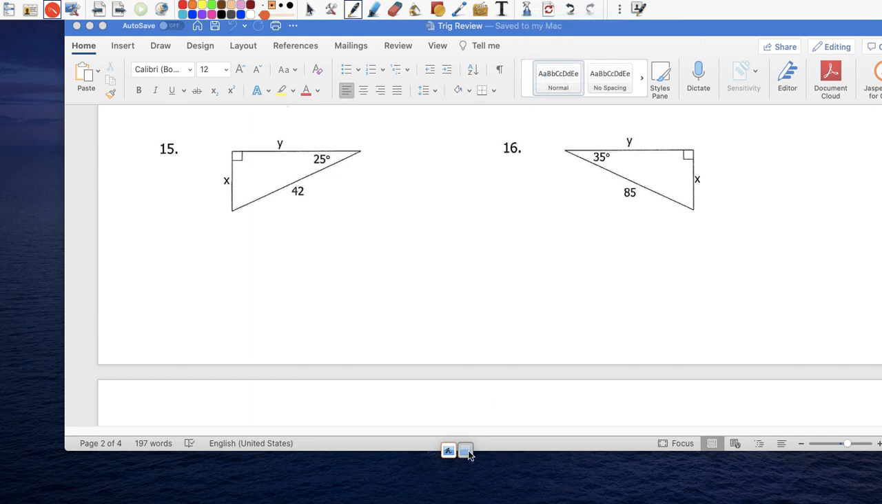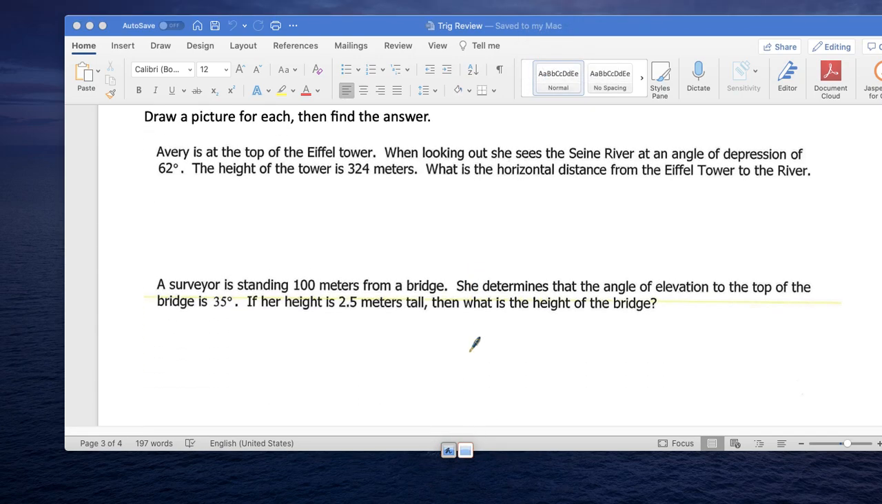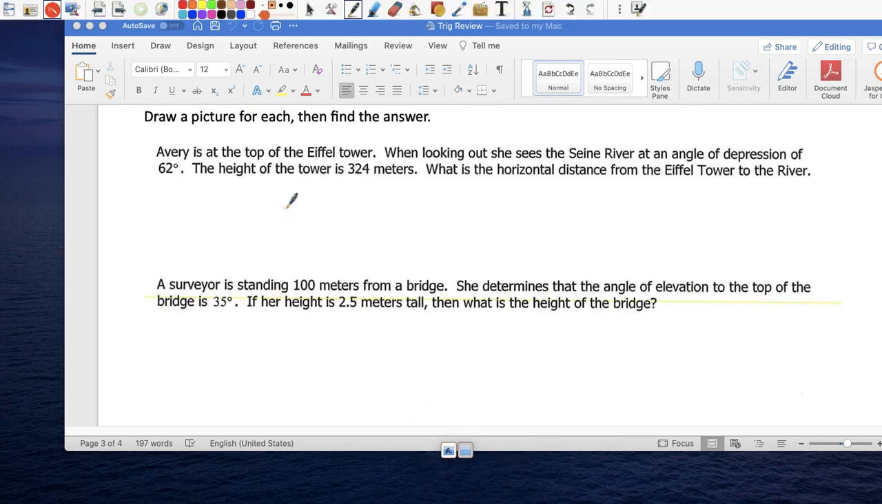Nice. Next two. All right. So now it's important for me that you draw the picture, because I really think it helps. So let's draw the first one. Avery is at the top of the Eiffel Tower. So again, the tower. She's here. When looking out, she sees a Seine River. Here's the river.